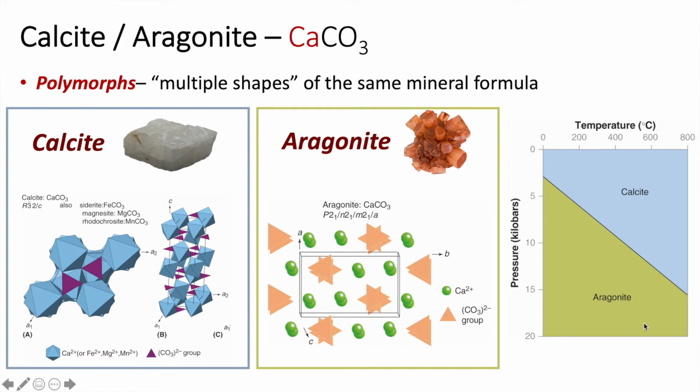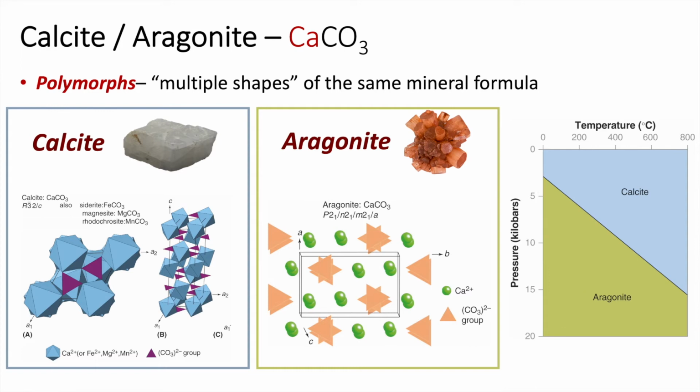So on the right now, I have what we call a phase diagram showing where these different minerals are stable. Pressure is increasing downwards, so that is representing going deeper in the earth. As you go deeper in the earth, you're going to higher pressures. The x-axis here is temperature, so as you go to the right, you're going to higher temperatures. And so what we see is that calcite is the mineral phase that is stable at low pressures, whereas aragonite is the phase that is stable at higher pressures.